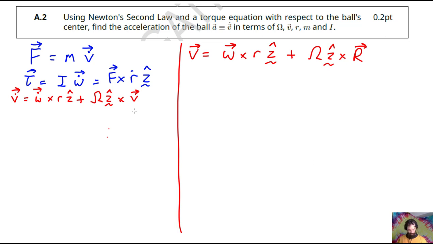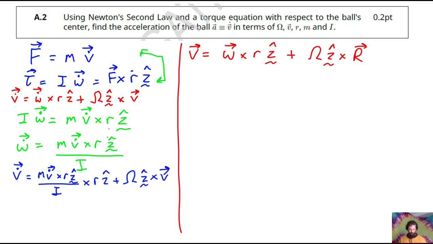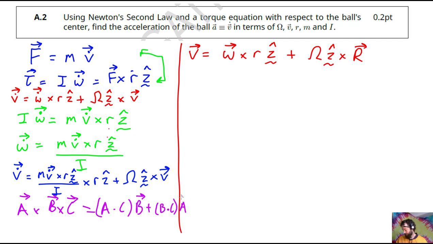Okay, then our next step from here is we're going to make some substitutions. By combining that force and torque equation we can get the following, and then I can rearrange that to solve for omega dot. Now I can substitute that into my equation in red. Let's remember our triple cross product rule: A cross B cross C equals B times A dot C, minus C times A dot B. We're going to apply that to this scenario here.